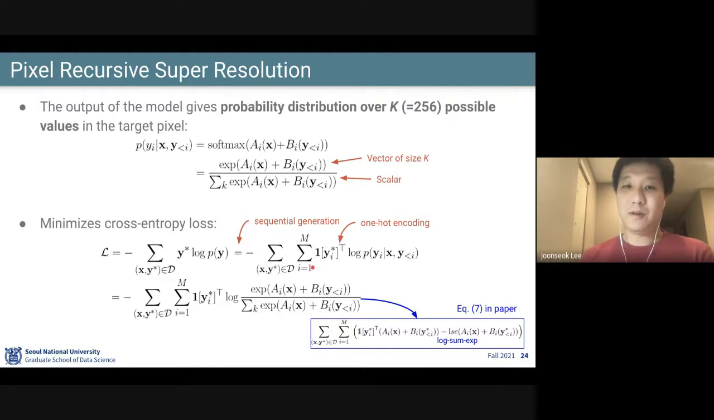Then this is just a mathematical substitution. This part is substituted with this one. And then in the paper, equation 7 doesn't show all of these steps and just says that this is our result, our loss function.